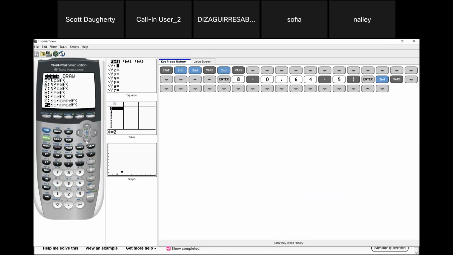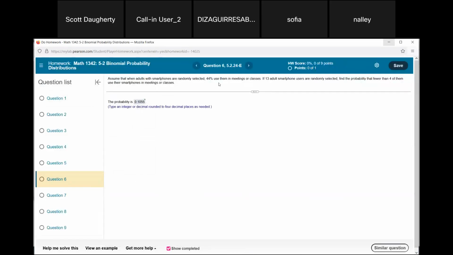CDF stands for cumulative. What it's going to do is add up the probabilities up until the x that you put into it. So let's click on that one. We're going to say binom CDF. The first thing you do is put in the number of trials. This time, I think it was 13. And then the probability of success was, I think, 44%. But let me pull it back up and make sure. Yep, 44%. So I'm going to put in 0.44.